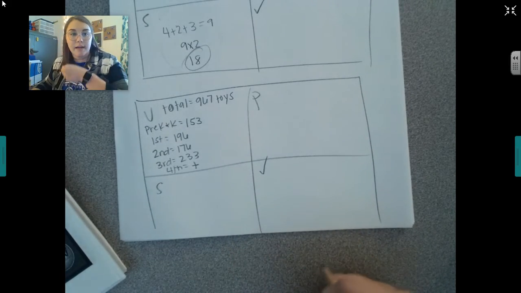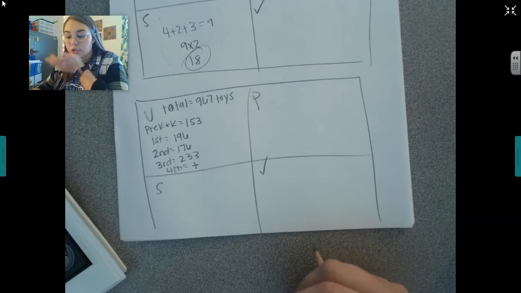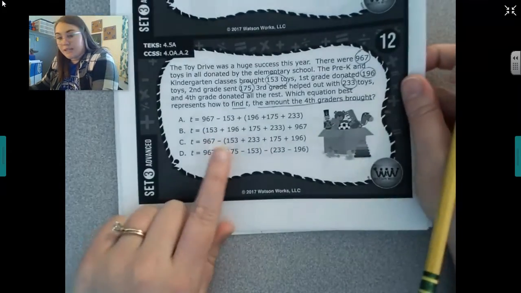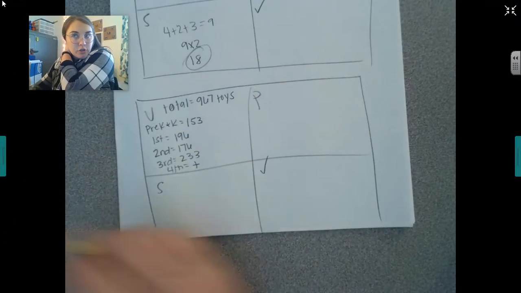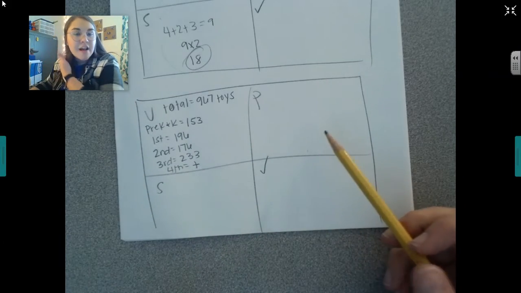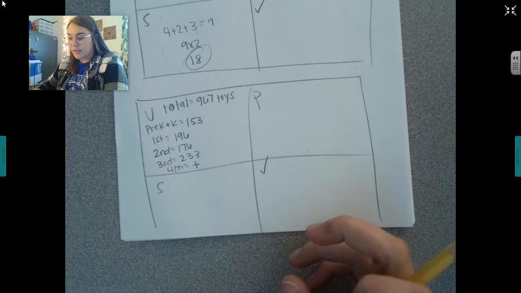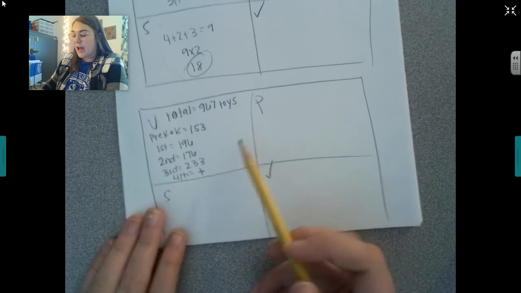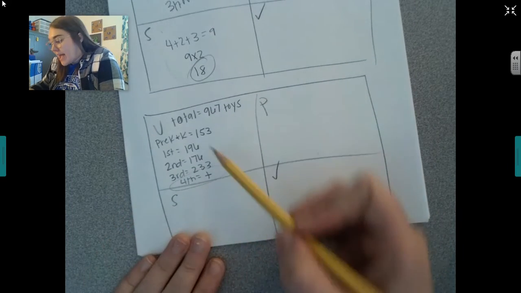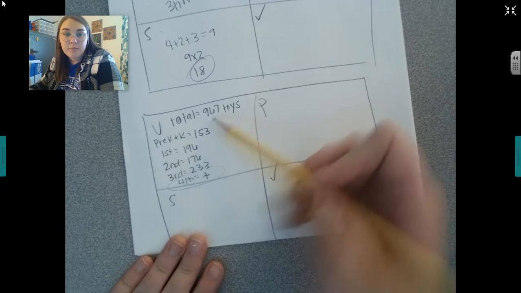So I want you right now to pause the video, and I want you to create an equation, because they have an equation, not a strip diagram. I want you to create an equation on your plan that tells me how you would solve this. We want to know how many the fourth grade donated. It said they donated all of the rest of the total.